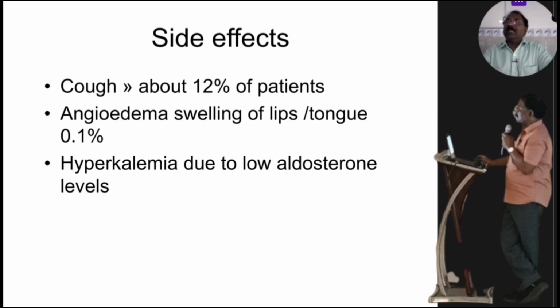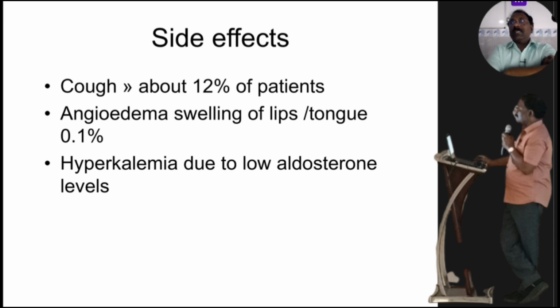Unfortunately, cough is very common with ACE inhibitors, about 12% of patients. Fortunately, there is not as much cough in our Indian patients when compared to Caucasian, Western populations. Angioedema, swelling of the lips and the tongue, is also very common with ACE inhibitor therapy. Some people will have angioneurotic edema after ACE inhibitor therapy, even with ARB therapy also. Then hyperkalemia due to low aldosterone levels. So we should not combine spironolactone, potassium sparing diuretics, with ACE inhibitors or ARBs, because they themselves cause hyperkalemia. These three you should remember in your lifetime.